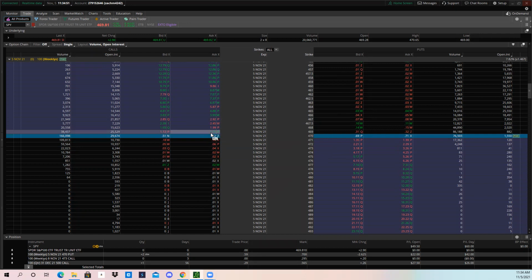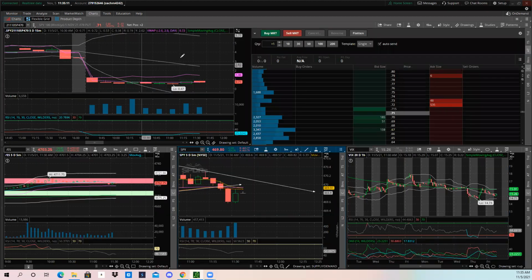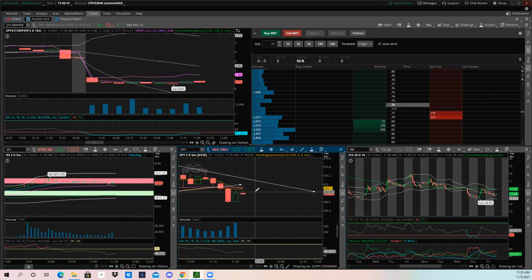469.81. Stock's right at 469, and once it reaches 470, then these calls will be in the money. But these puts are currently in the money because the stock price is 470 or below. So the puts are in the money. These calls are the next one out of the money. All right. So I'll go ahead and give you guys an update on the trade later.